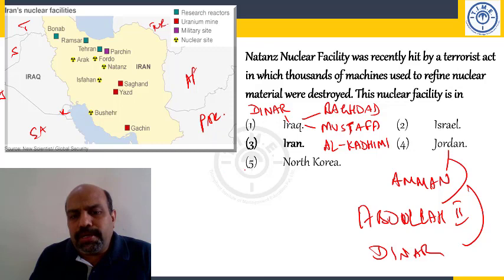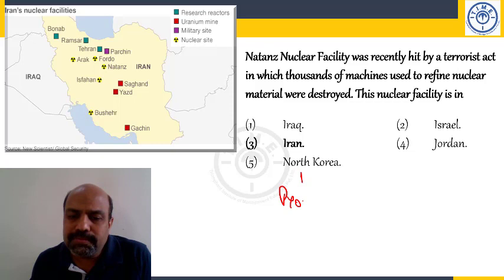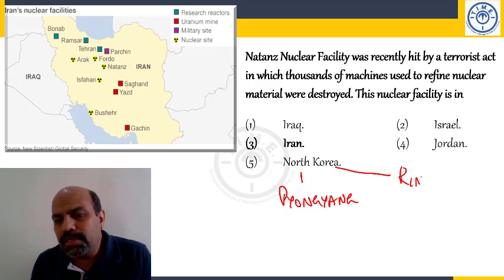North Korea. I think you must be tired of learning about North Korea, isn't it? North Korea's capital is Pyongyang. Its ruler is Kim Jong-un. The currency is the North Korean won.